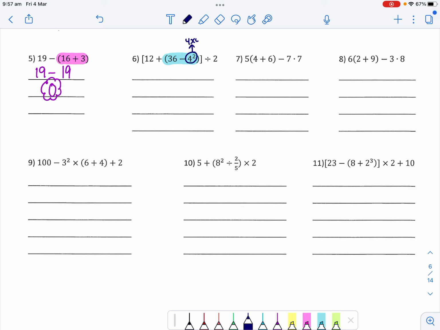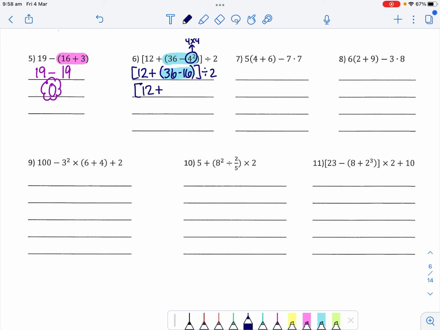So 4 times 4. So my bracket is going to stay 12 plus my parenthesis is also going to stay 36 minus 16 divided by 2. So I'm keeping everything the same except for the one thing that I'm changing. So I'm still inside these parentheses to start.